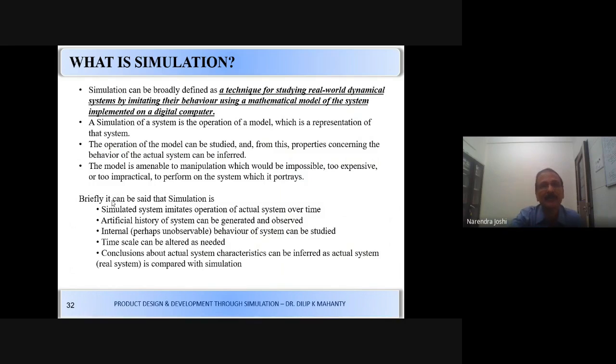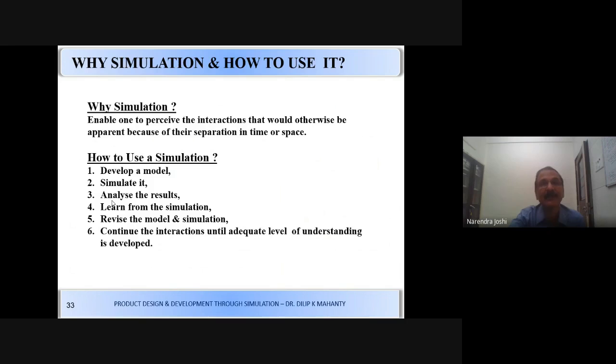So briefly, simulation is a simulated system that imitates the operation of an actual system over time. An artificial history of the system can be generated and observed. So I need not create a physical system before I can get the results. So why simulation? How to use it? It enables one to perceive interactions that would otherwise not be apparent because of the separation in time aspects.